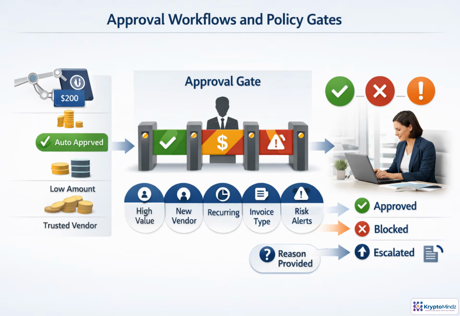Automation is safest when every payment passes through policy gates before execution. A small payment to a trusted vendor might clear automatically. Higher amounts, new recipients, unusual invoice types, duplicates, or risk alerts should slow the process down. The workflow can approve, block, or escalate to a human reviewer. It should also explain the reason for that decision, so finance teams can audit outcomes and refine the policy over time.